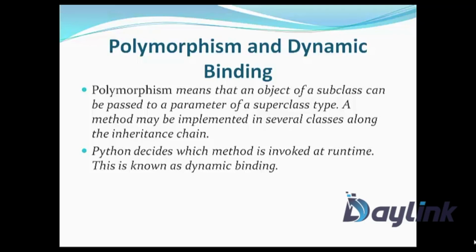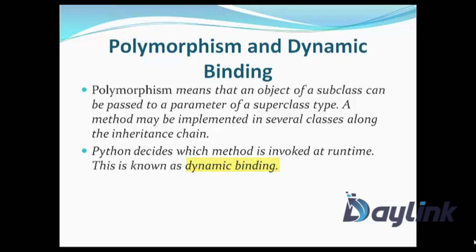Polymorphism means that an object of a subclass can be passed to a parameter of a superclass type. A method may be implemented in several classes along the inheritance chain. Python decides which method is invoked at runtime. This is known as dynamic binding.